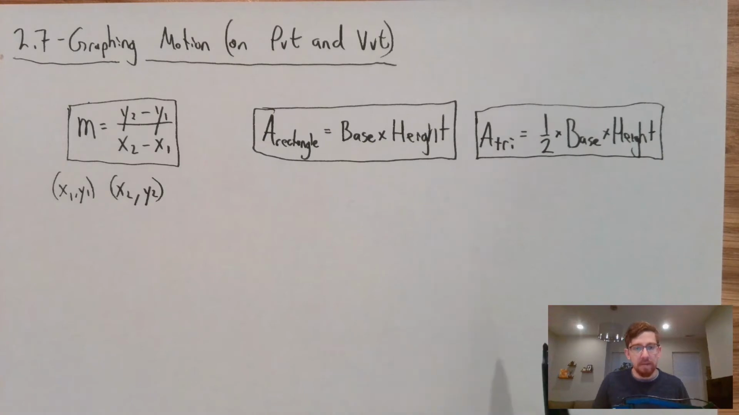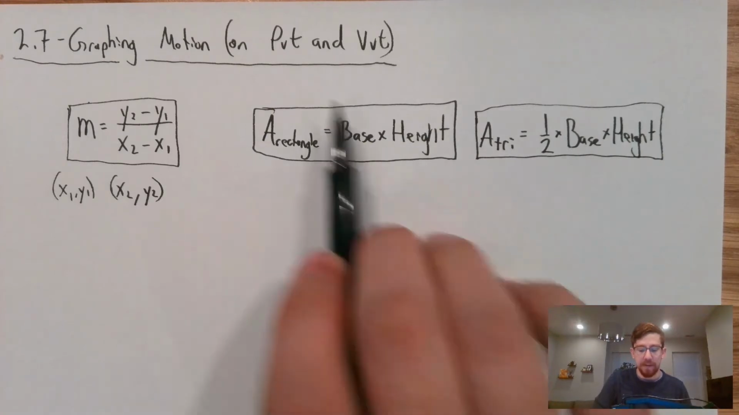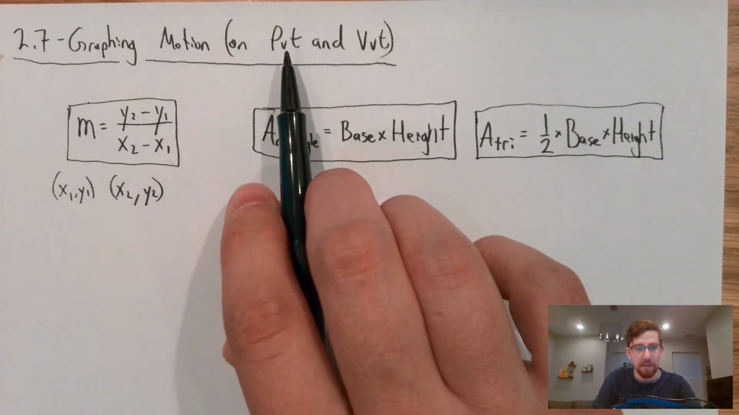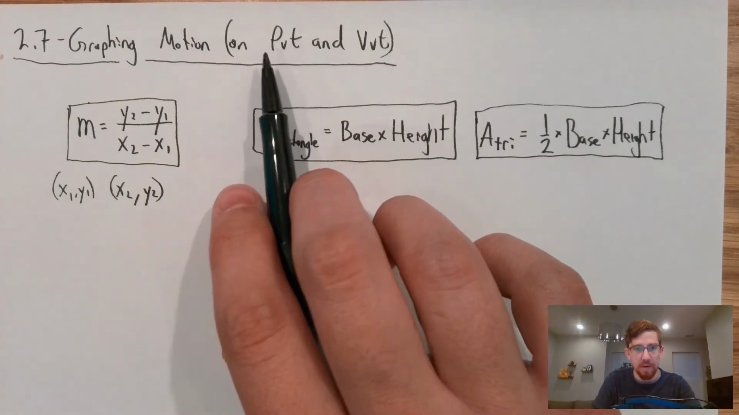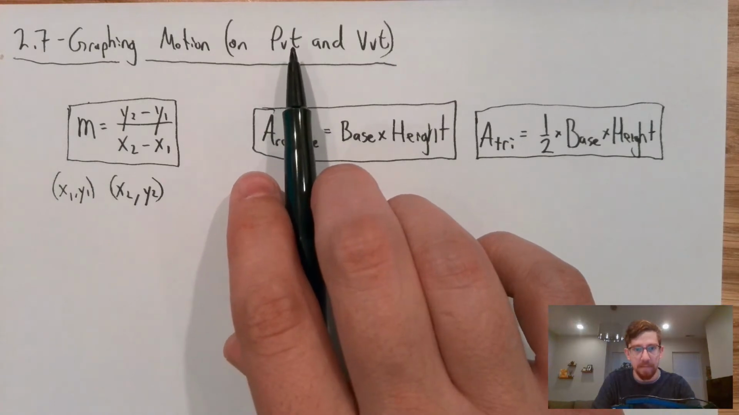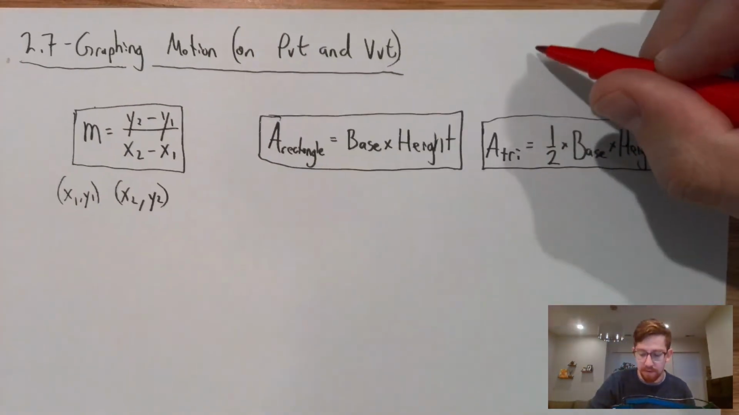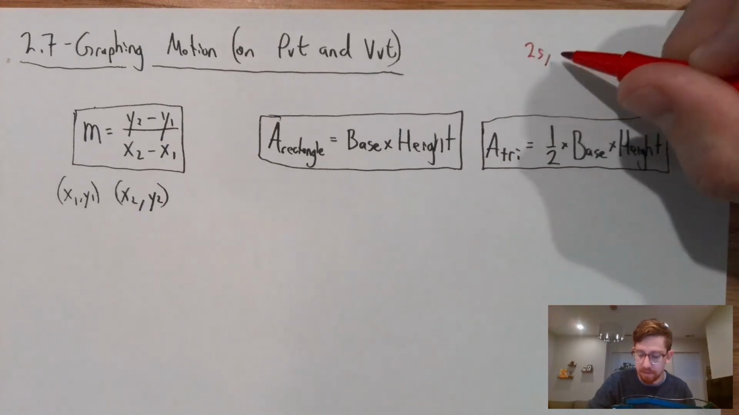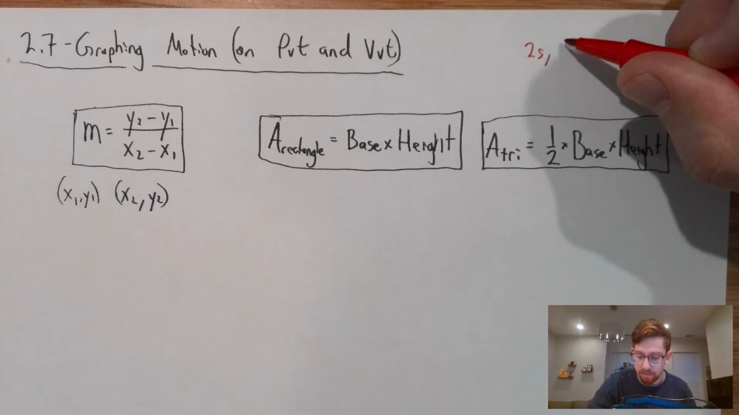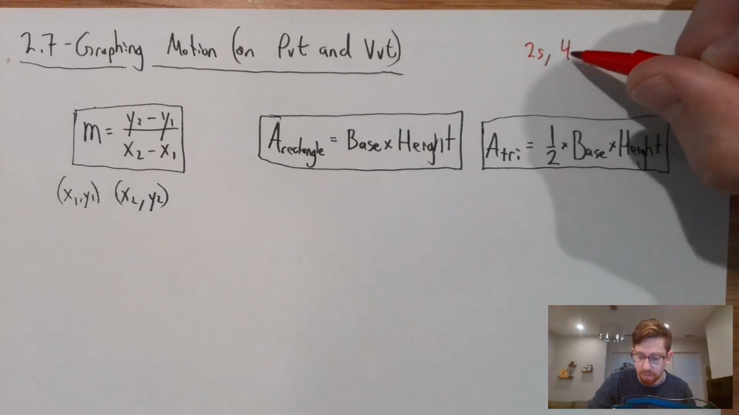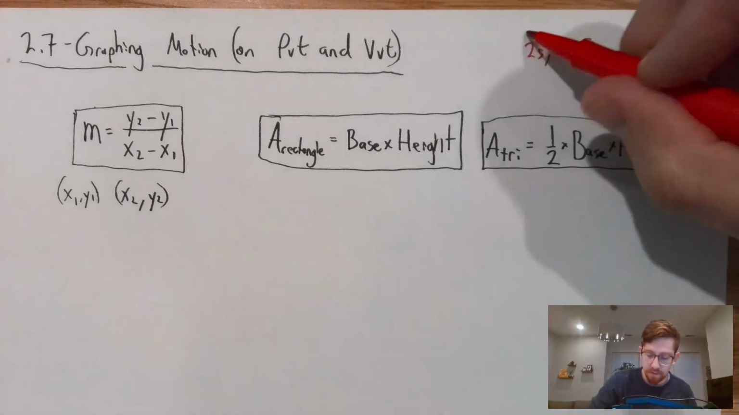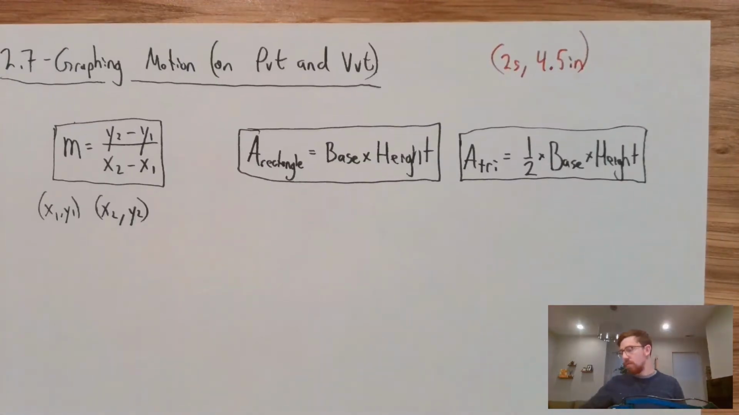Something to say about the meaning of these is, especially this position versus time graph. It's a little bit of an abstract concept, but basically this type of graph represents where is the object and at what time. So just as an example, don't write this down, but I just need some sort of reference. This point, 2 seconds, comma, 4.5 inches.